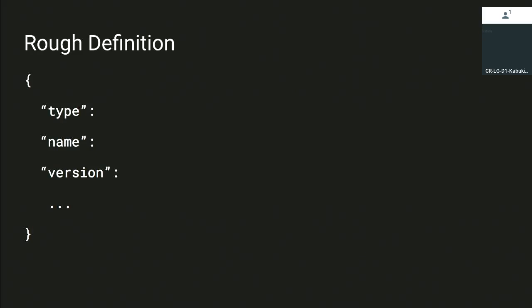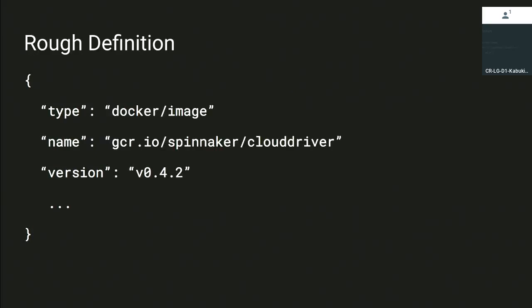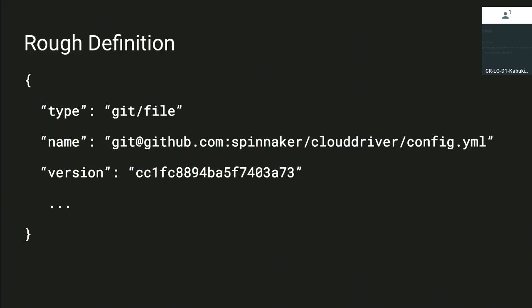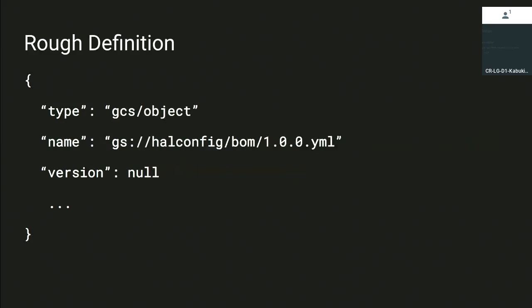There's 3 fields in the artifact definition we're going to focus on. There's a type, a name, and a version. To give you some examples, you could say a Docker image as a type, Docker/image. The name is the actual Docker image name, and the version is the tag that you want to deploy it at. If this were a Git file, you'd have the type be Git file, the name would be the actual file in the Git repo, and then the version would be the commit hash that you want to download it at. And some things, like things in GCS, may not necessarily have versions, and you would just omit the version in that case.